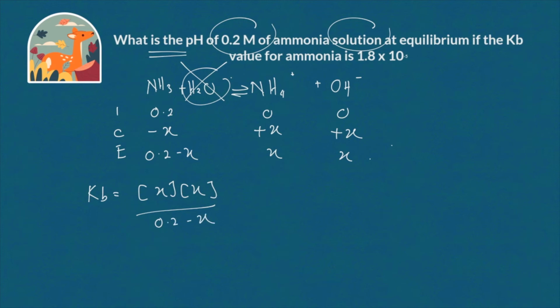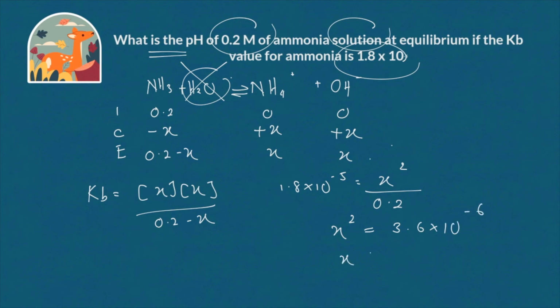Right. So when you want to calculate your Kb, it is equivalent to X times X divided by 0.2 minus X. Given to you, the value of Kb is 1.8 times 10 to the power of negative 5, equivalent to X squared divided by 0.2. So this is an approximation method. So we can say that your X squared is equivalent to 3.6 times 10 to the power of negative 6.